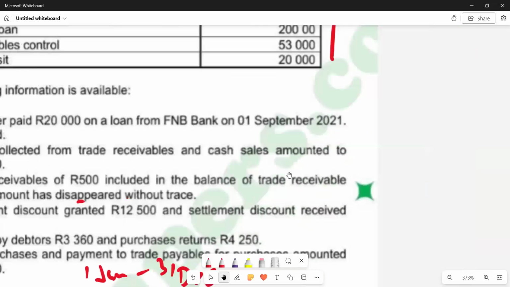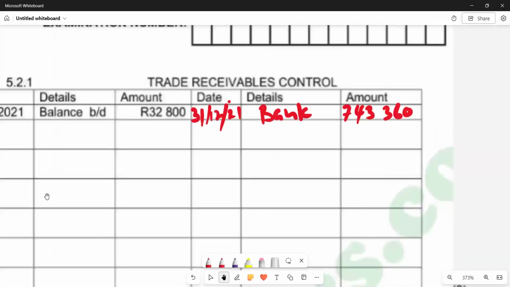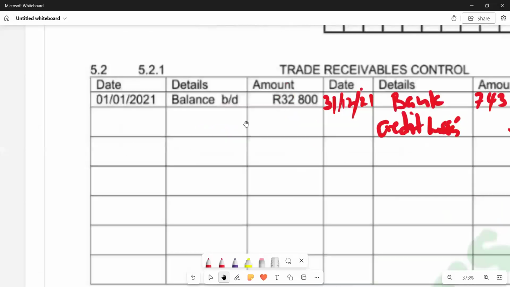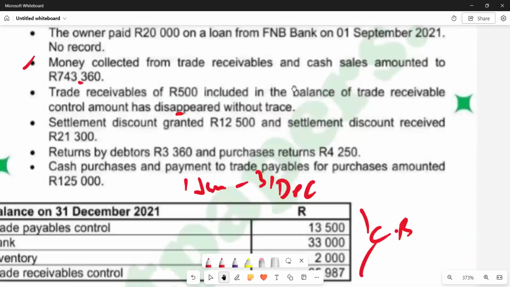Remember, credit loss, I said they should go to the credit side of the trade receivable control. So we come here, we go to the credit side of the trade receivables control, and we have our credit losses, 500 rands. Again, we check if there is anything else that we can include, and remember we are going point by point. So this one we are done.